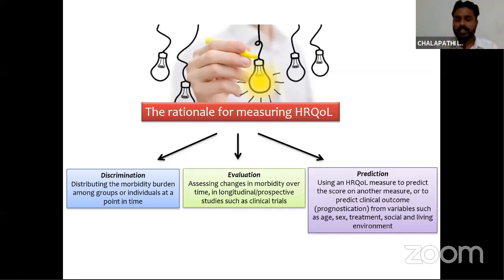Third one, prediction. Once you have this before and after evaluation, you can predict how much they are satisfied, or how much they can score, how good an outcome you can have when you give such an intervention. Because obviously, when they are psychologically good, socially good, and physically good, when they have a good quality of life, obviously the treatment will be effective. So without measuring the quality of life, giving a treatment in such patients is not that appropriate. That is why you should measure quality of life, especially in those kinds of patients. So these are the major applications of HRQL.